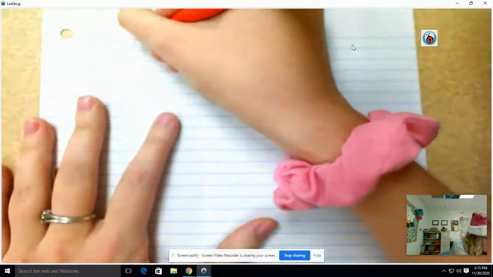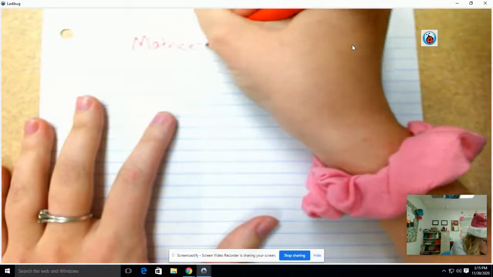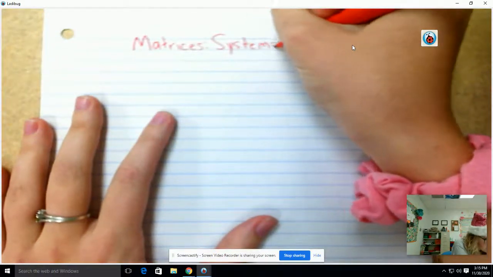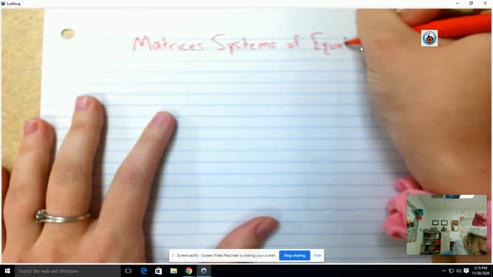So today our learning target is using matrices to solve systems of equations. So let me find my paper here. Yep, there we go. So matrices, systems of equations.